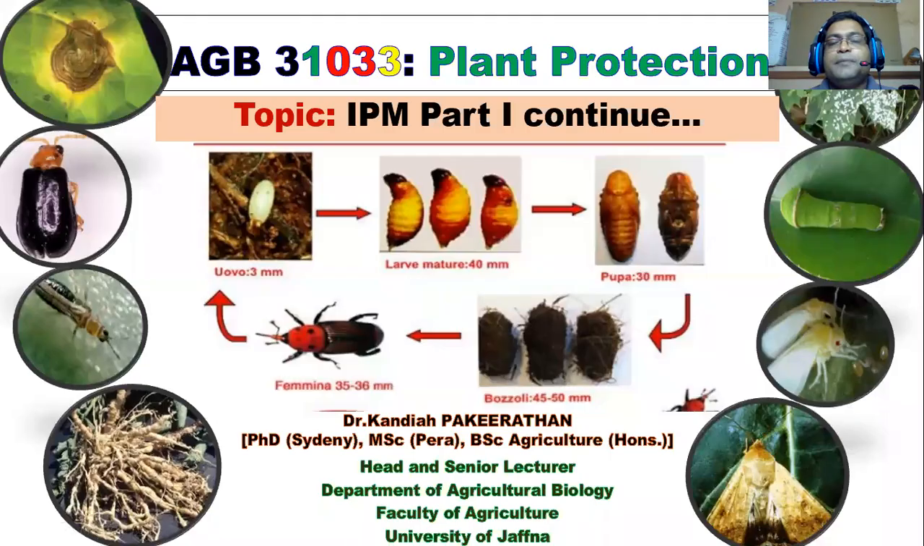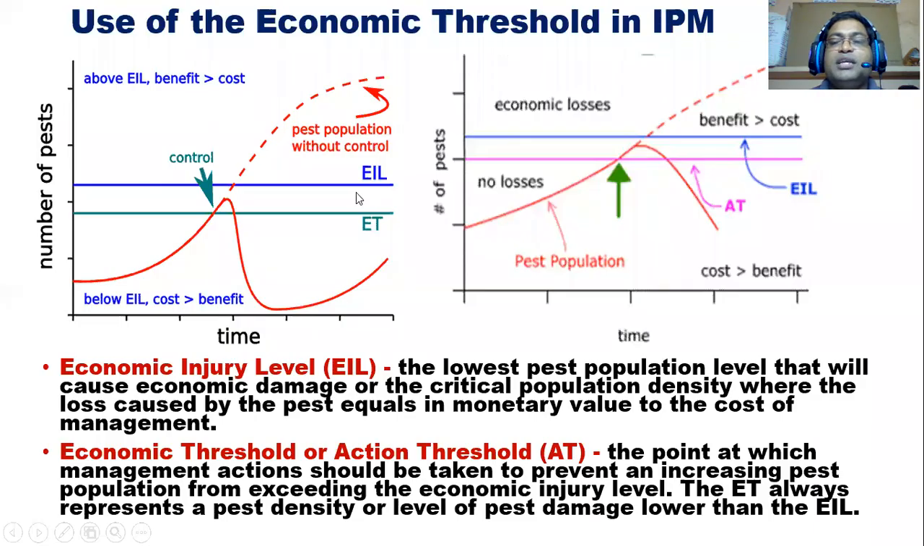This is the second class of integrated plant pest management. So we are going to continue part one. In the last class we were studying integrated pest management, and we started a little bit on the major importance of integrated pest management. What are the benefits of integrated pest management? Why do we need to go for integrated pest management?